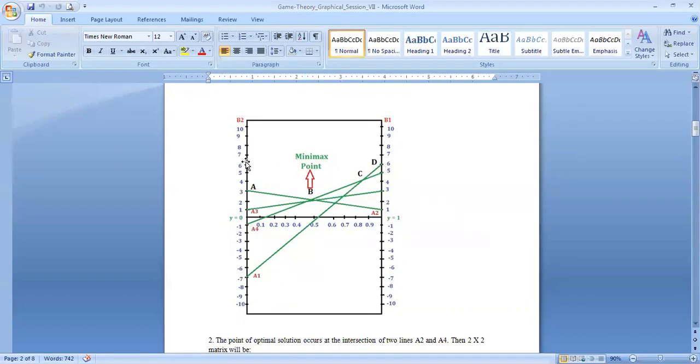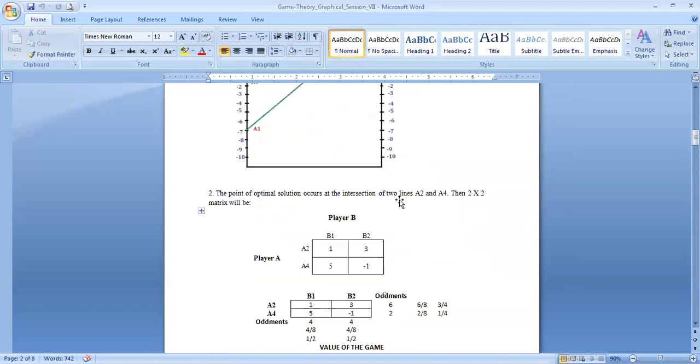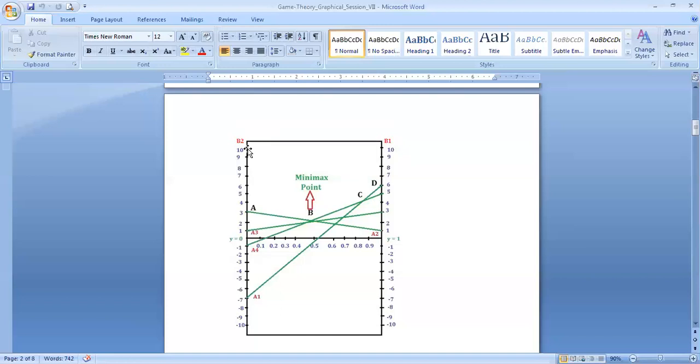These two vertical lines indicate the strategies of the player who is having two strategies. In our problem, the player B is having two strategies. Let us call these B1 and B2. You can take B1 here and B2 there, or the other way around, but the standard practice is taking the first vertical line as B2 and the second vertical line as B1. In the next problem, I have solved by taking this as the first strategy and this as the second strategy. It doesn't make any difference.